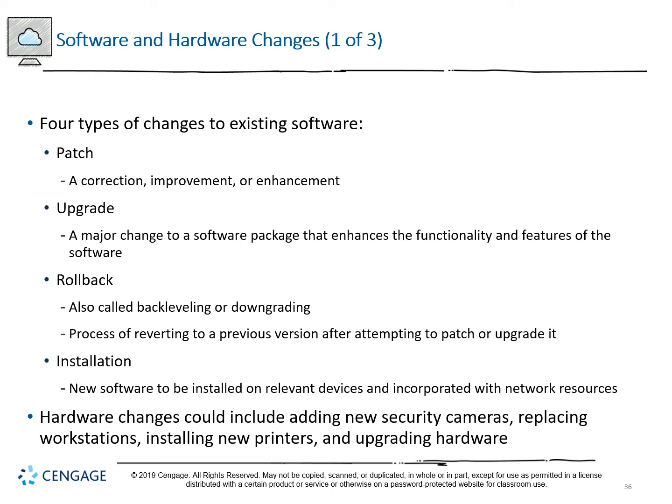So there are 4 different types of software changes we'll traditionally see: a patch, an upgrade, a rollback, or a new installation. A patch is just a basic correction. An upgrade usually incorporates multiple patches or has some form of major change involved. A rollback, also known as downgrading or backleveling, is going back to a previous version after attempting a patch.